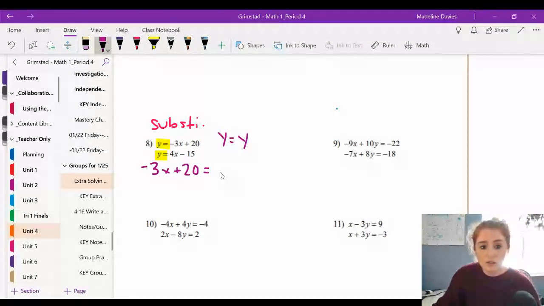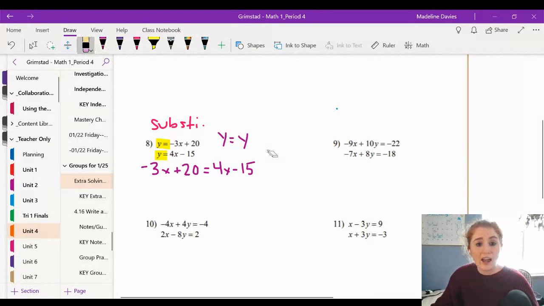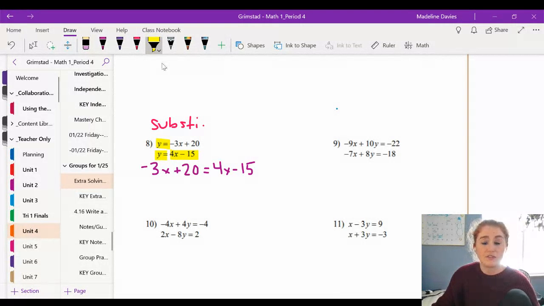equals 4x minus 15. And this would work too if I had a problem where only one of these was in the y equals mx plus b form. Just anywhere that you saw a y, you would plug in whatever y was equal to. So 4x minus 15 or whatever it may be. So just keep that in mind.